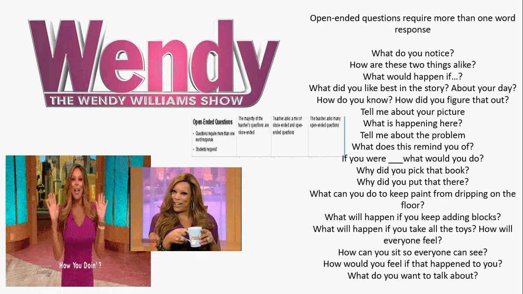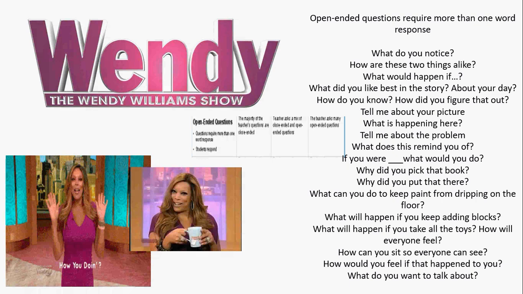So, another indicator would be open-ended questions, another strategy to facilitate language stimulation. So, what are open-ended questions? Open-ended questions are questions that require more than a one-word response. Even though we ask simple questions such as, what color is this? That is actually a closed question because there's only one answer. A more open question that would elicit the same kind of answer potentially would be, what do you see?